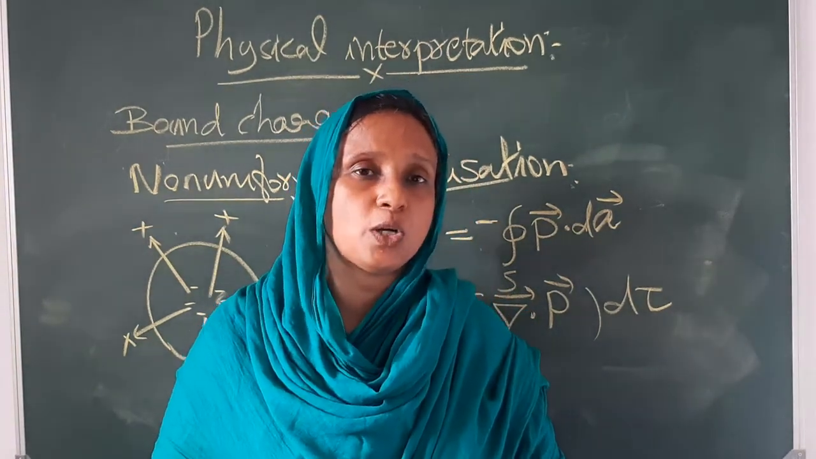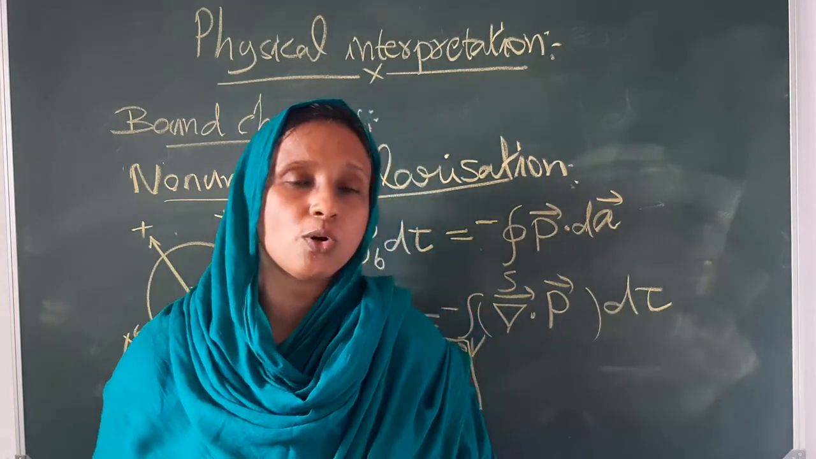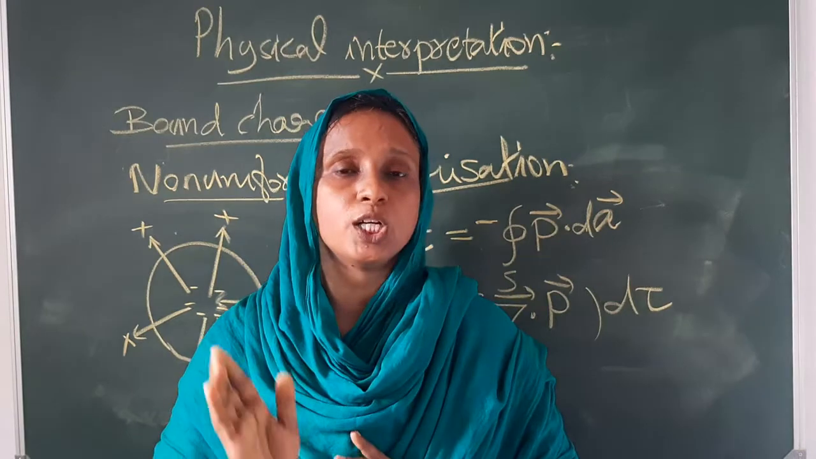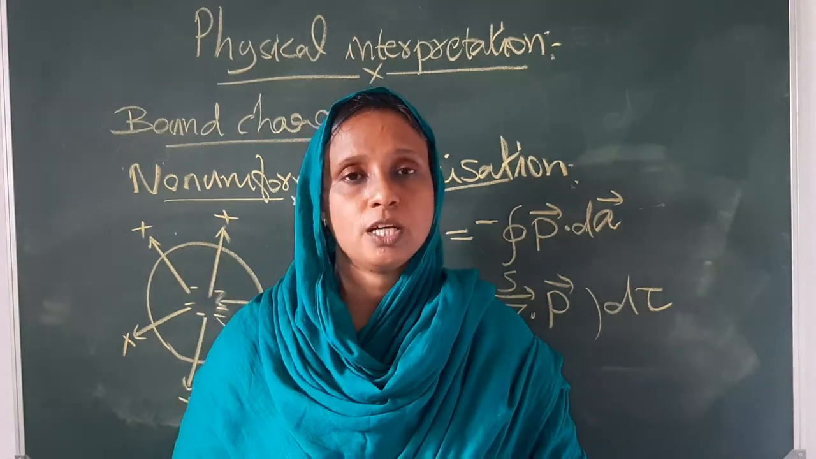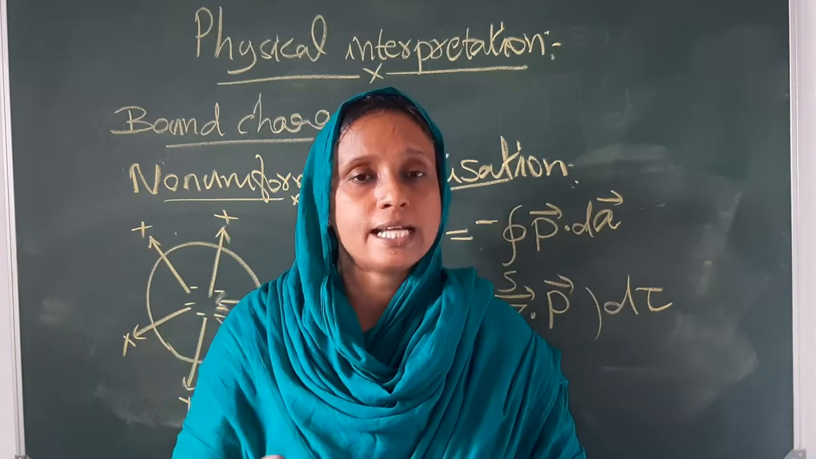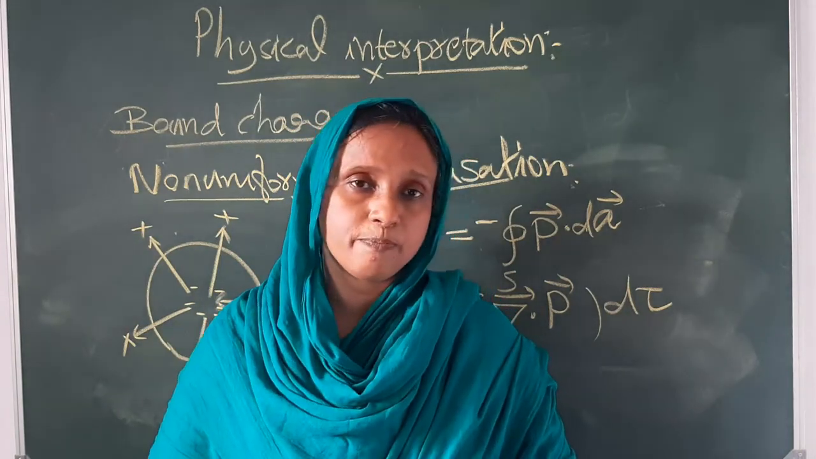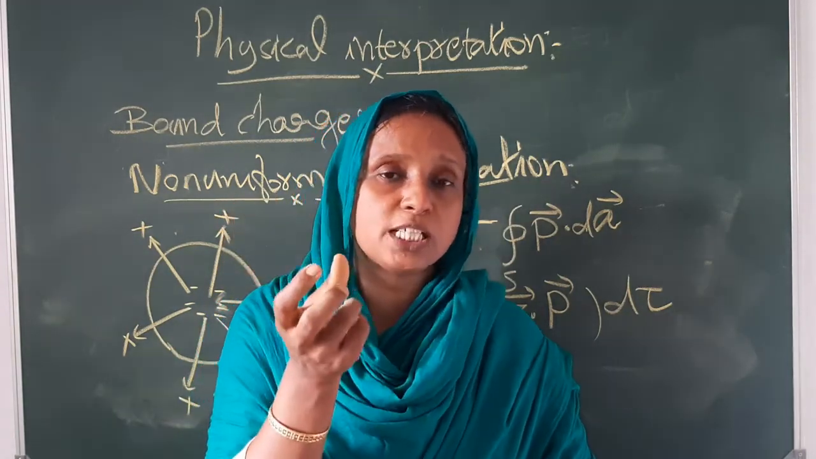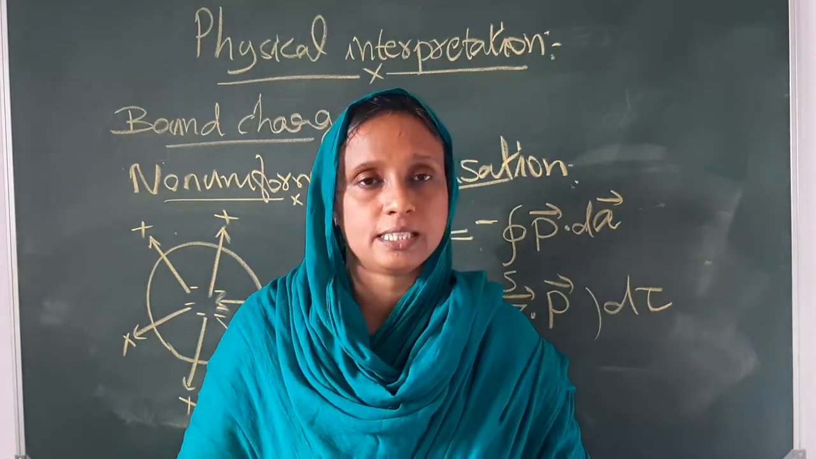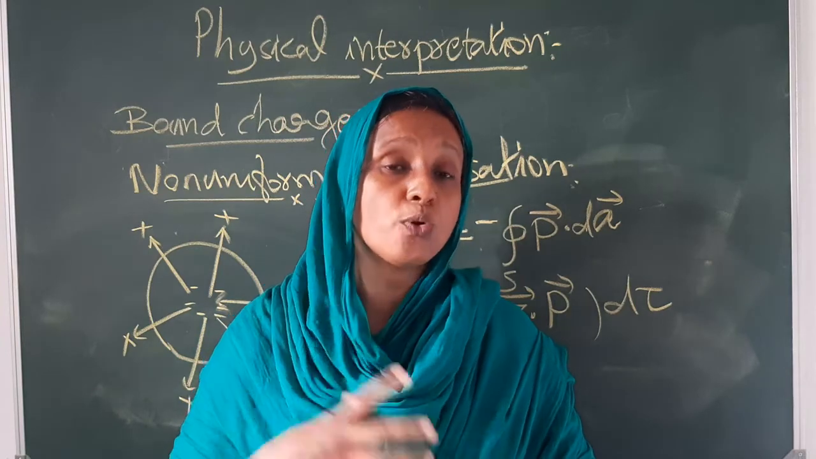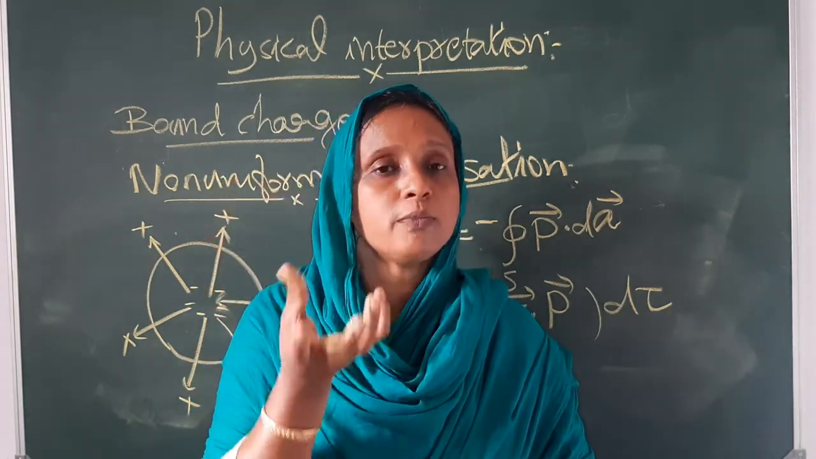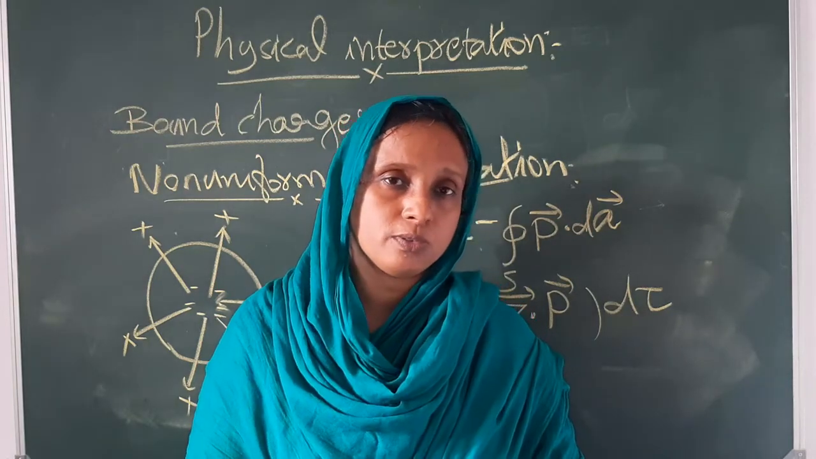So if you need the electrostatic potential or electric field due to a polarized object, you have to find the surface charge density and the volume charge density. If the object is uniformly polarized, there is only the surface charge density. If the object is non-uniformly polarized, there will be the volume charge density also.